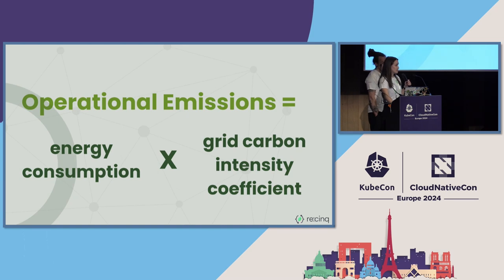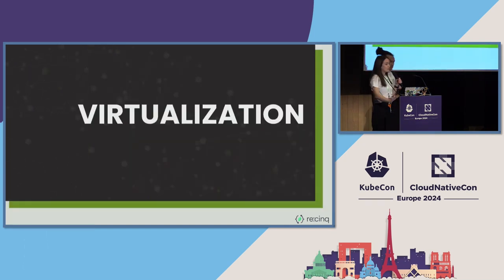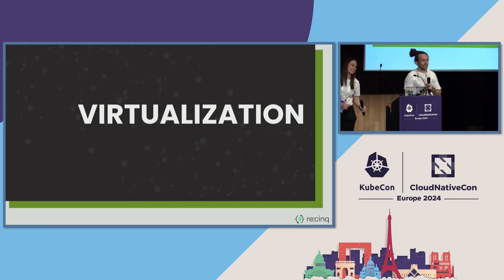Great. So if we're going to put it all together and get the total operational emissions based on the RAPL command and the carbon intensity, we first convert joules to kilowatt hours to go from power to energy, and then multiply that by the coefficient, and we get 3.4 times 10 to the negative 4 grams of carbon from just that little run. So now we know how to do it for a full system. We need to talk about virtualized systems, right?